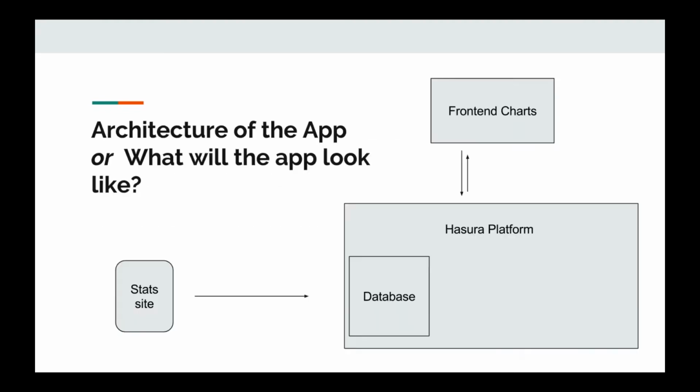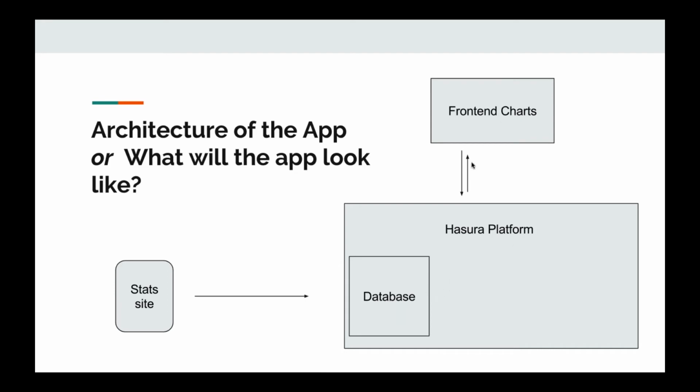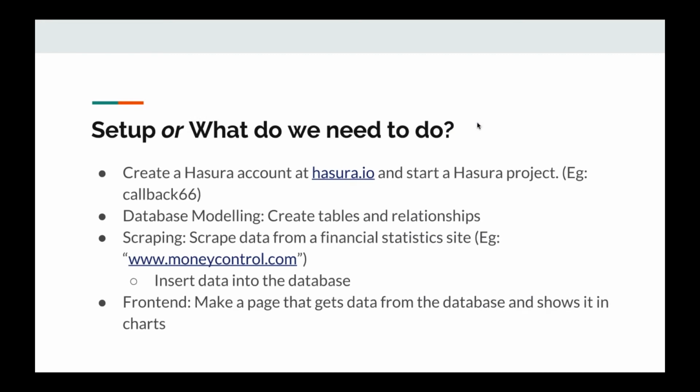But let's see how we do this on Hasura. This is what the architecture for the app will look like. We're going to pull the data from the stats site into the database. It's going to stay there until the front end charts query the database, and it returns the data, and the charts display the data in a chart form. Let's see how this is different from what we do in a while when we start building it.